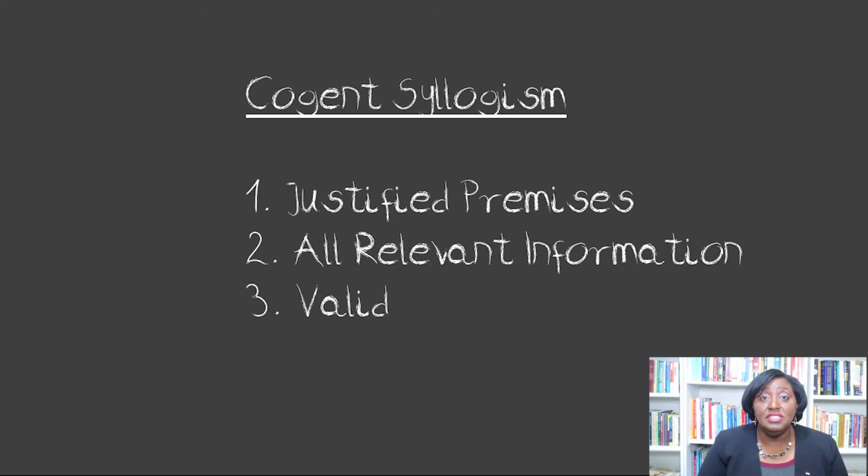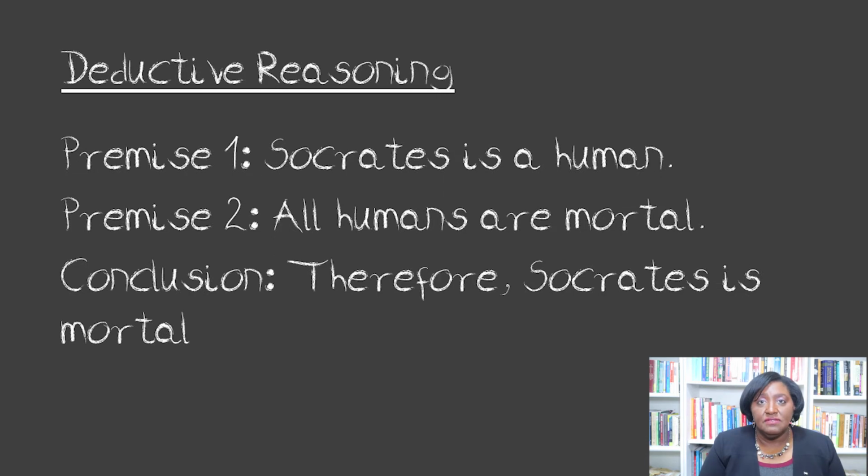Let's look at a commonly used syllogism. We'll start with the justified premise, Socrates is a human. How can we justify that? Well, while it's probably self-evident, if necessary, we could do a DNA test. Premise 2, all humans are mortal. Is that a justified premise? Yes, there hasn't been any human born who was not subject to death. Conclusion. Therefore, Socrates is mortal. The syllogism is valid because the premises lead necessarily to this conclusion.